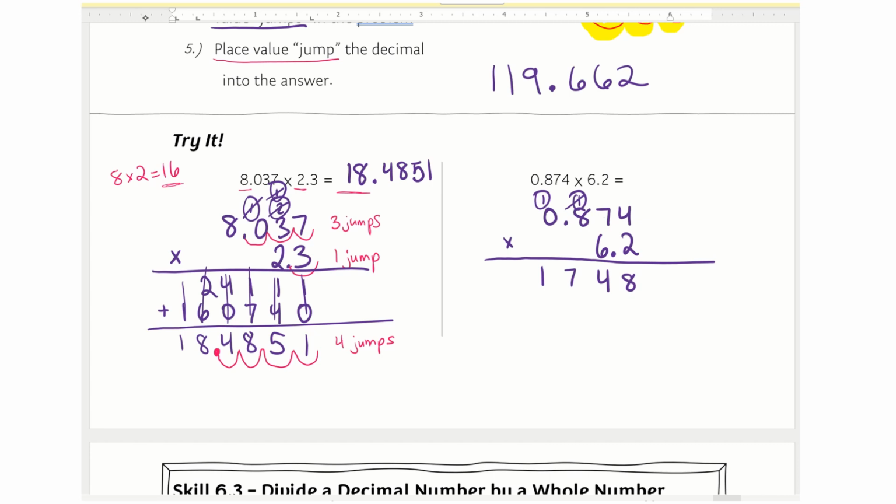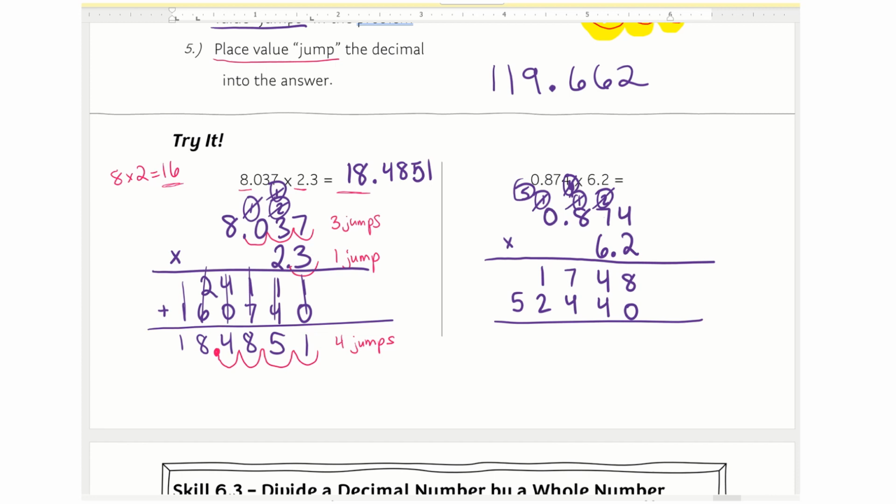All right, I'm ready to multiply by the 6, so I'll do my placeholder 0. 6 times 4 is 24. Carry the 2. 6 times 7 is 42, plus 2 more is 44. Carry the 4. 6 times 8 is 48, plus 4 more is 52. 2. Oops, carry the 5. 6 times 0 is 0, plus 5 is 5.